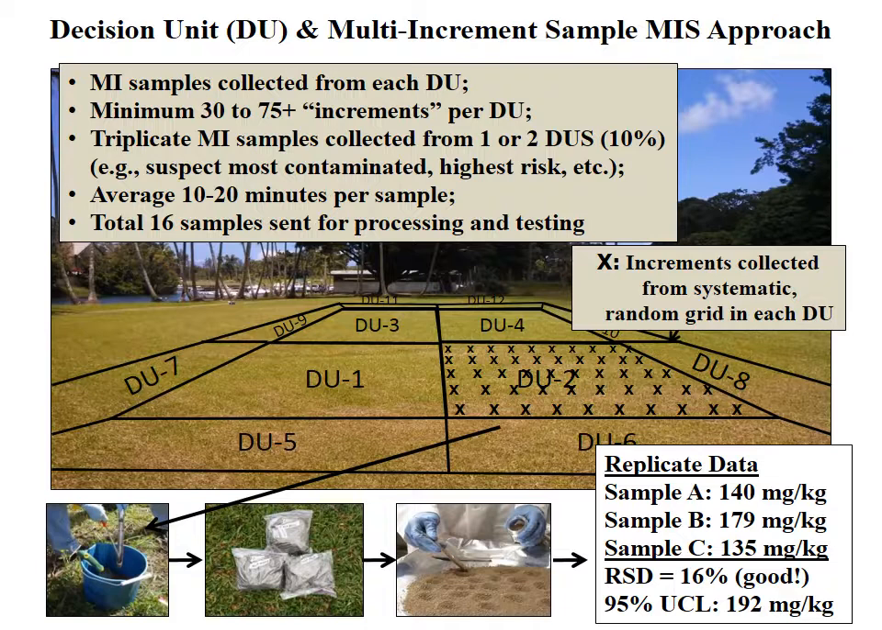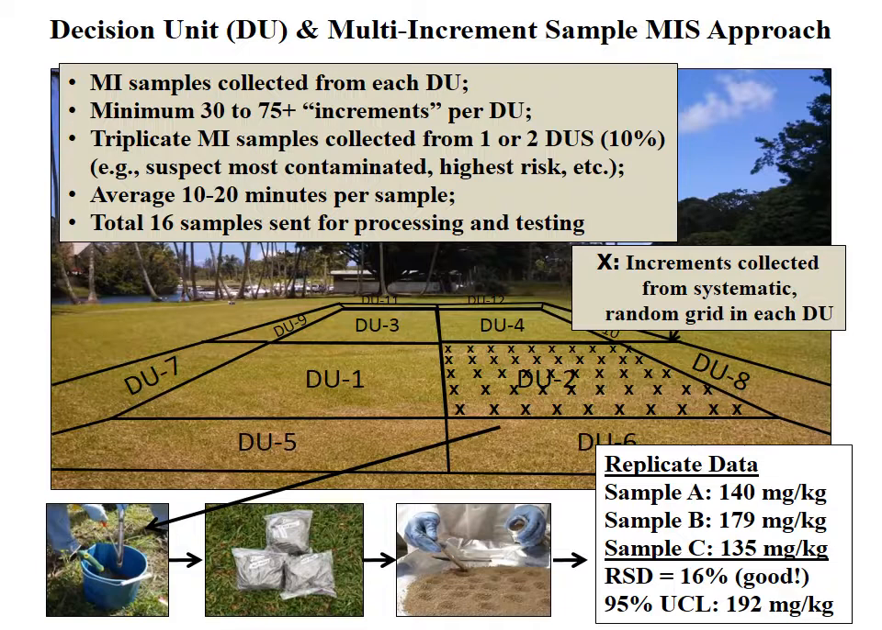Very confident. If we go back to the same area again, we're going to get a very similar concentration. Relative standard deviation, 16%. 95% UCL, which we wouldn't usually use in a multi-increment sampling approach anyway, but it's 192 milligrams per kilogram. We'll talk about that whole issue with UCLs at the end. So that's how this would work.